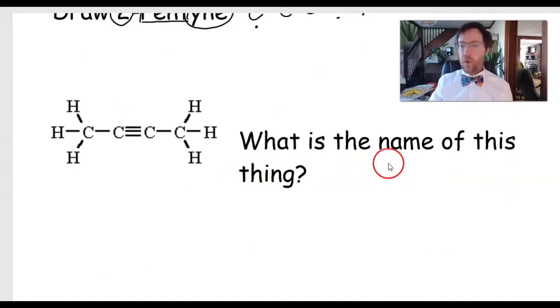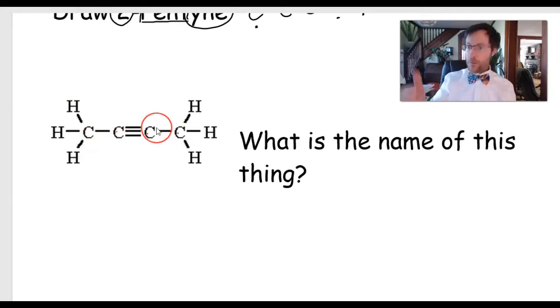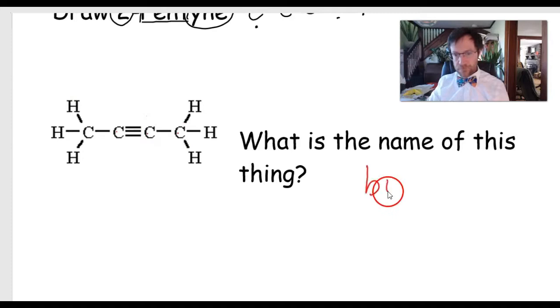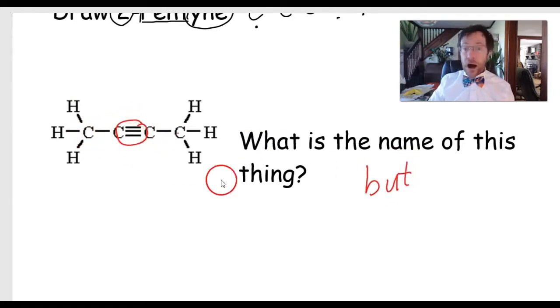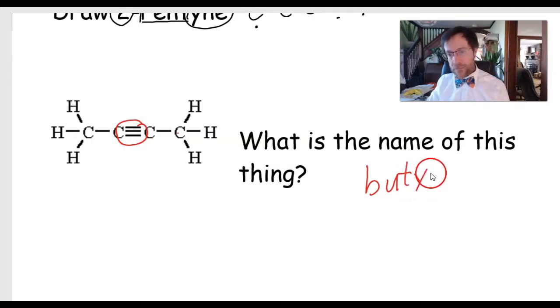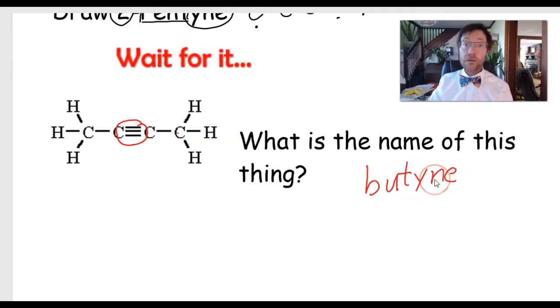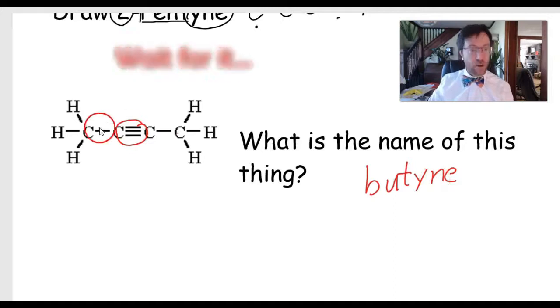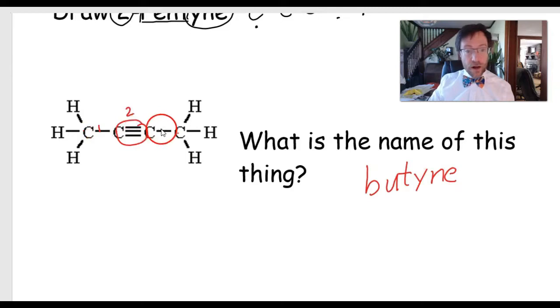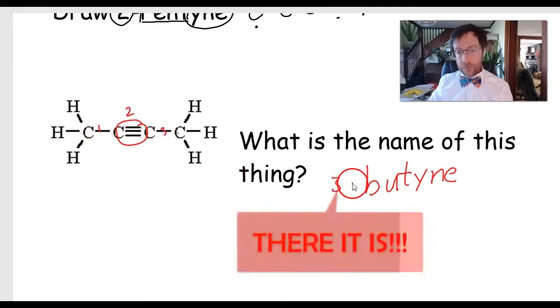Let's name this one. What is the name of this thing? All right, so first thing we're going to do is count the longest chain. 1, 2, 3, 4. Meth, eth, prop, bute. So I'm going to call this bute. Triple bond. Yne, butyne, but where, right? Where is that triple bond? Bond position 1, bond position 2, bond position 3, 3 butyne.